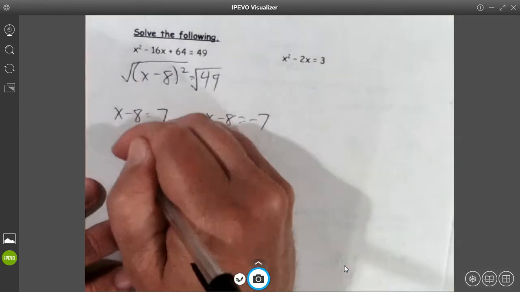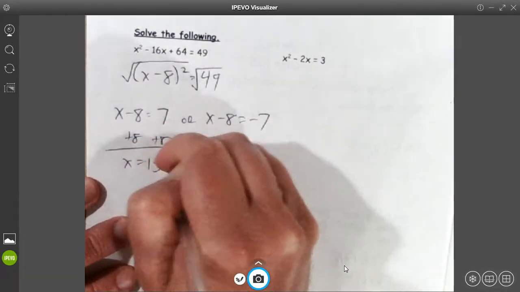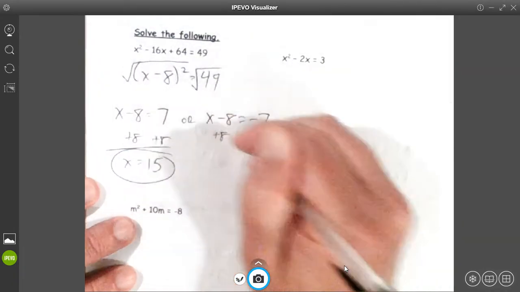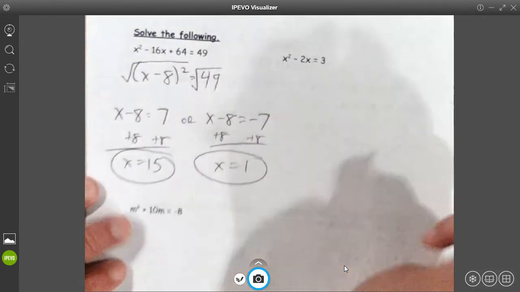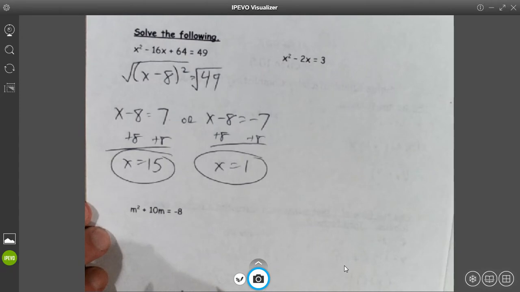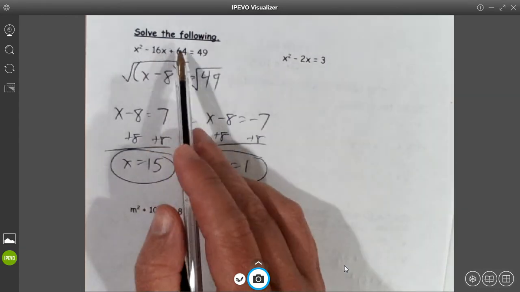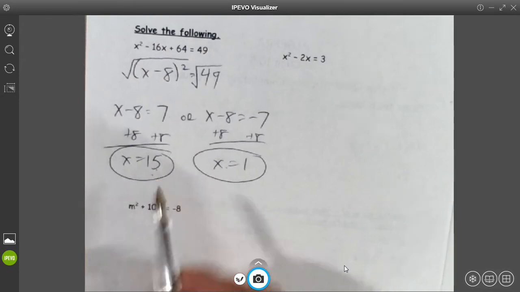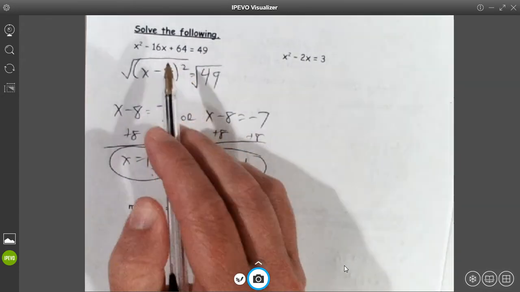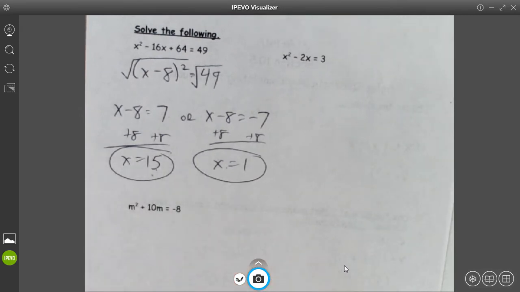Now I can add 8 and add 8, and I get x equals 15. Or I add 8 and add 8, and I get x equals 1. I get two possible solutions here, just like I normally would. And this is the same thing we would have gotten if we had subtracted 49 and factored it the old-fashioned way by using the zero product property. Still would have gotten these two answers. If you had gotten this equal to 0 and then graphed it and looked for the x-intercepts, guess where they would have been? This is just another way to do this.